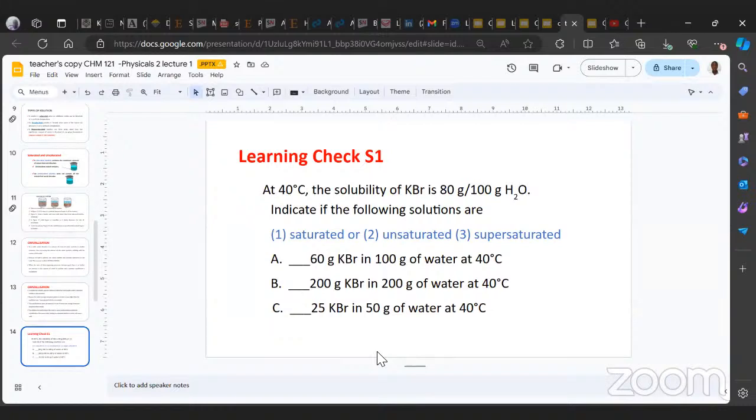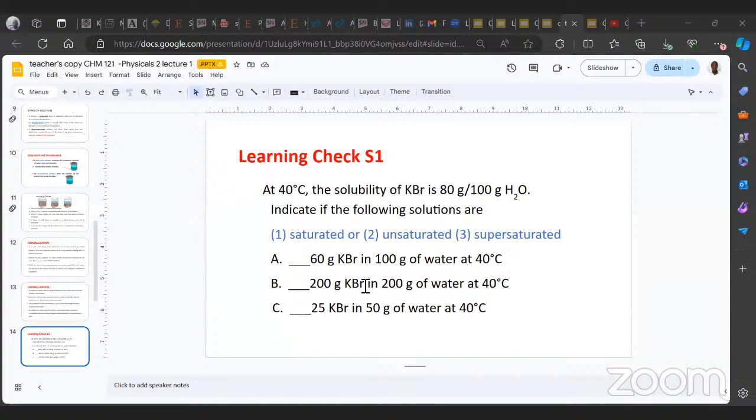Now look at this question. Please, somebody who is willing to answer can answer. 60 grams of KBr dissolved in 100 grams of water. What do you think it is? Can you answer me in the chat box? Is it saturated or supersaturated? So A is what? Unsaturated. A is 2, unsaturated.